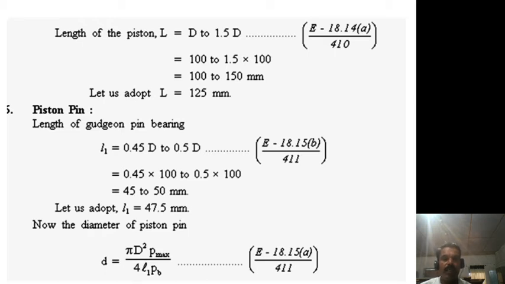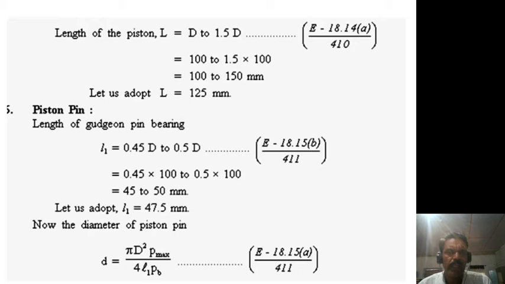So now let us adopt, because 100 is here, 150 is here. So the mean value L is equal to 125, because 100 plus 150 divided by 2 gives 125. So this is the mean value for these values. Therefore now let us adopt L is equal to 125 mm. So the next and last step is the piston pin, the design of the piston pin.